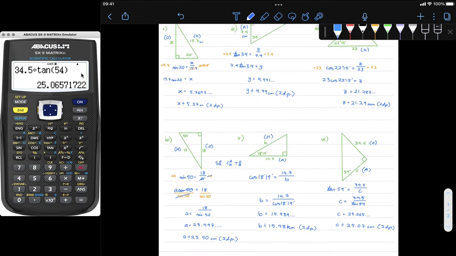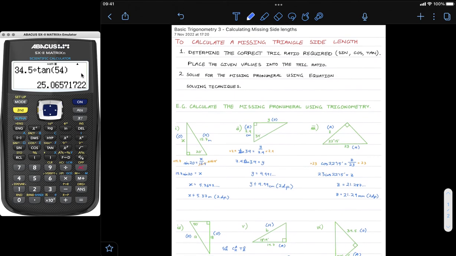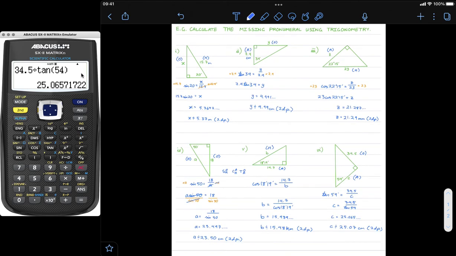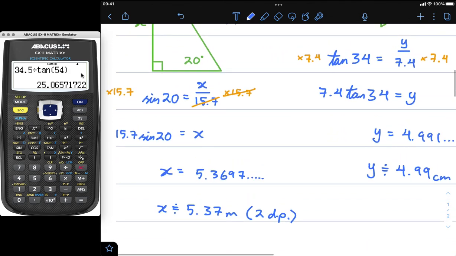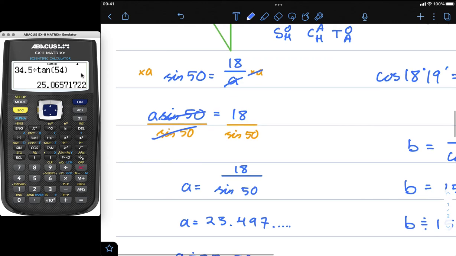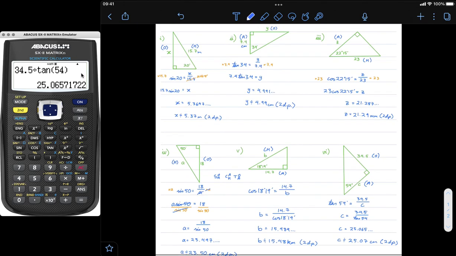So I hope that gave you an insight into calculating missing sides using trigonometry. Hope you can see that the position and the ratio must be correctly placed, because either the letter is on top or the letter is on the bottom. So make sure that you place it correctly first before you continue.